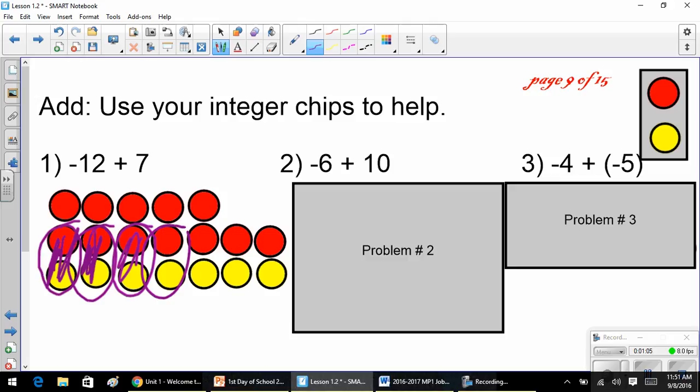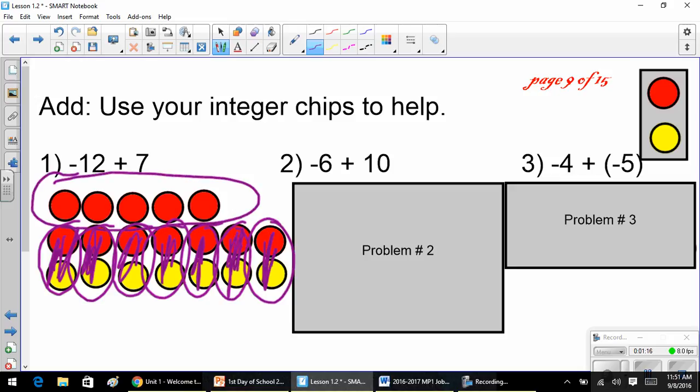Cancel, cancel, cancel, cancel, cancel. Okay, so I am left with this set here. I am left with 1, 2, 3, 4, 5. So negative 12 plus 7 is equal to 5 red. The reds represent negative, so my answer is negative 5.